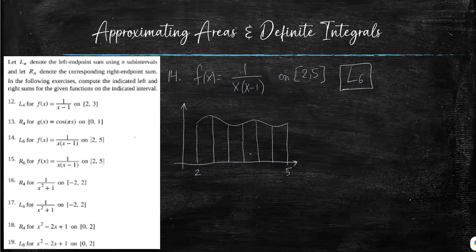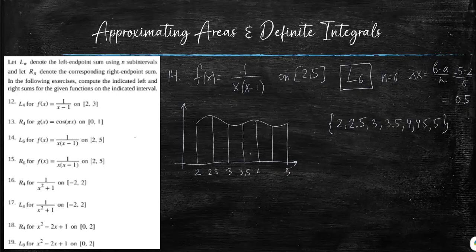And then we immediately compute what? Delta x. So delta x will be b minus a over n. So b minus a, in this case, is 5 minus 2 over 6, and that means delta x is equal to 0.5. Now I build the partition, so my first value is 2, and then I repeatedly add 0.5 until I reach my last value. So 2.5, 3, 3.5, 4, 4.5, and 5.